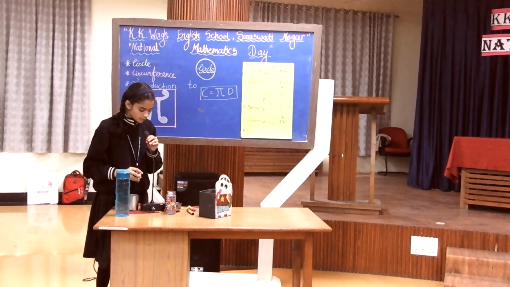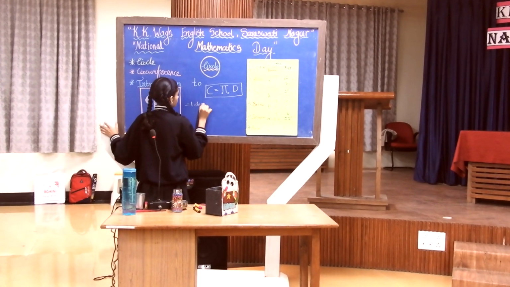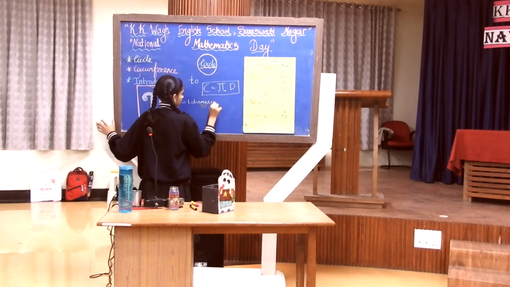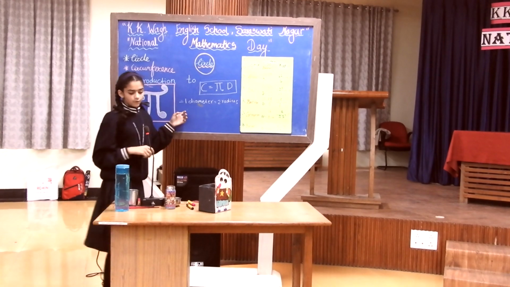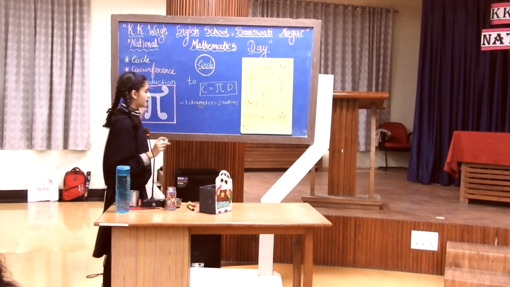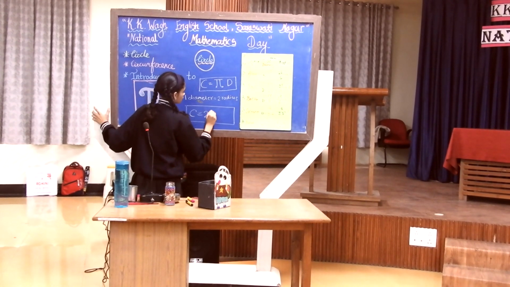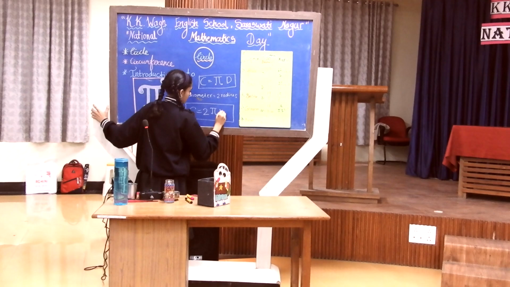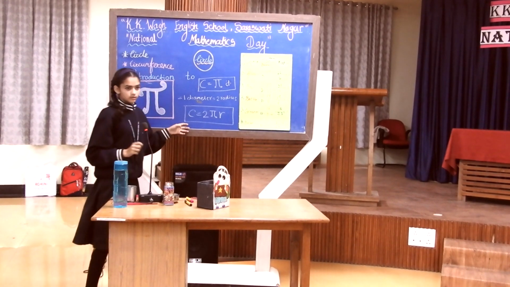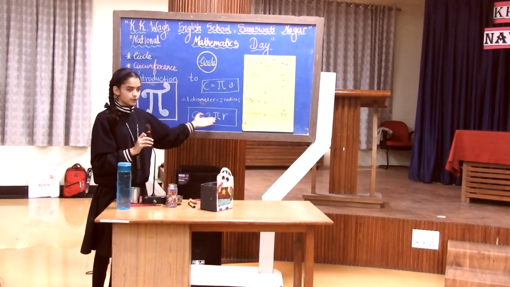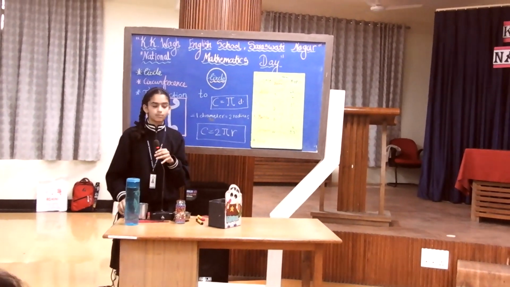So this is our first formula, and we all know that one diameter is made up of two radius of equal length. And from this statement we get our second formula, that is C is equal to 2 pi r. We can say that C is equal to 2 into pi into r. So I would like to ask you some examples based on this.